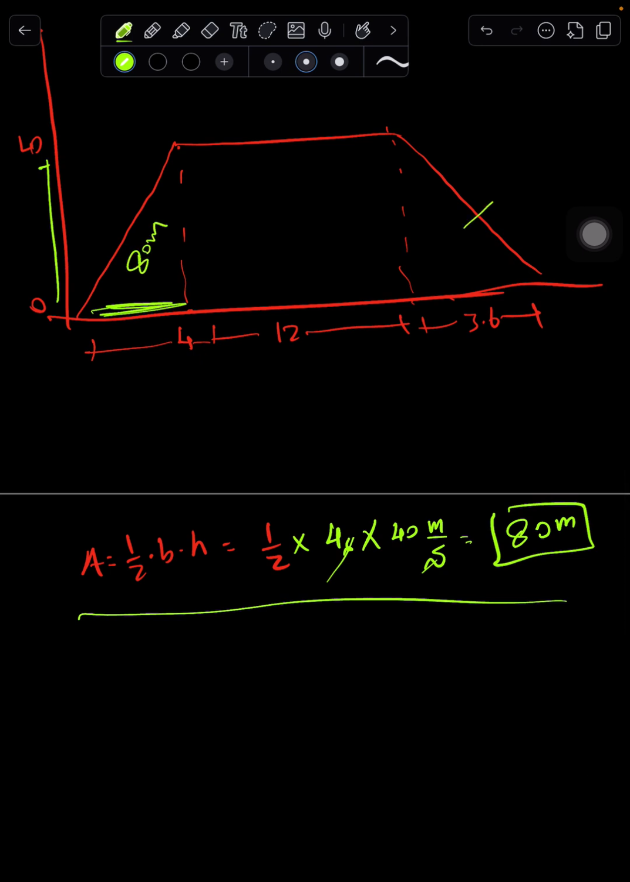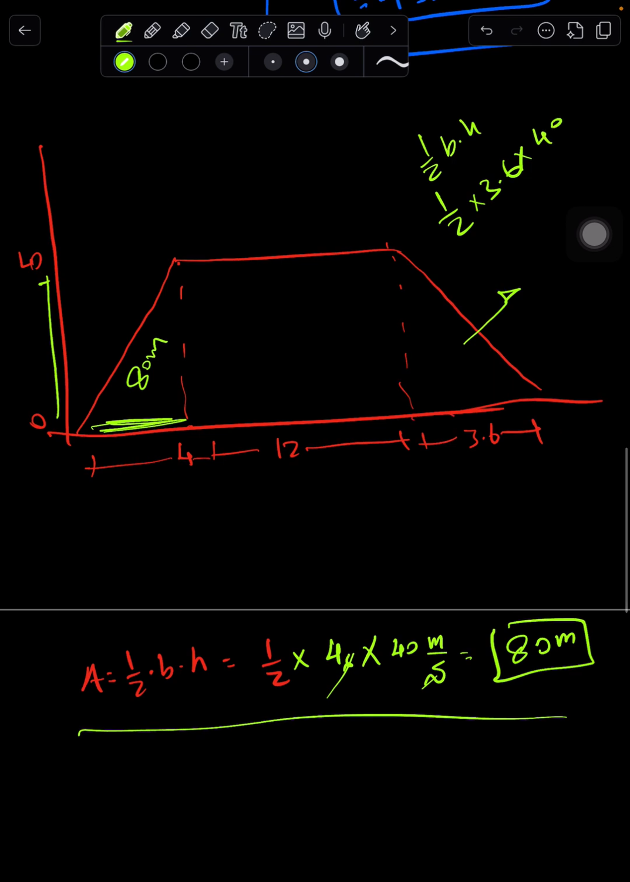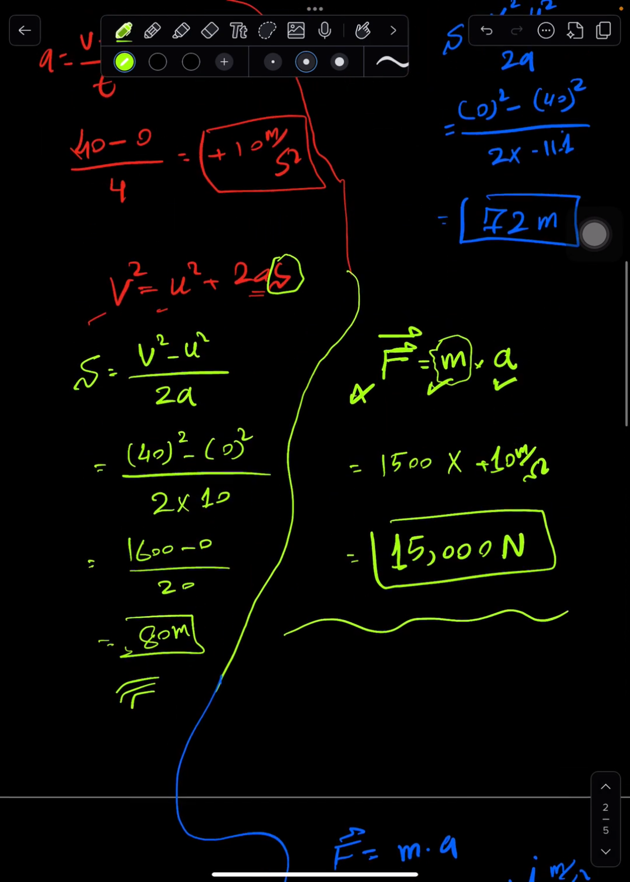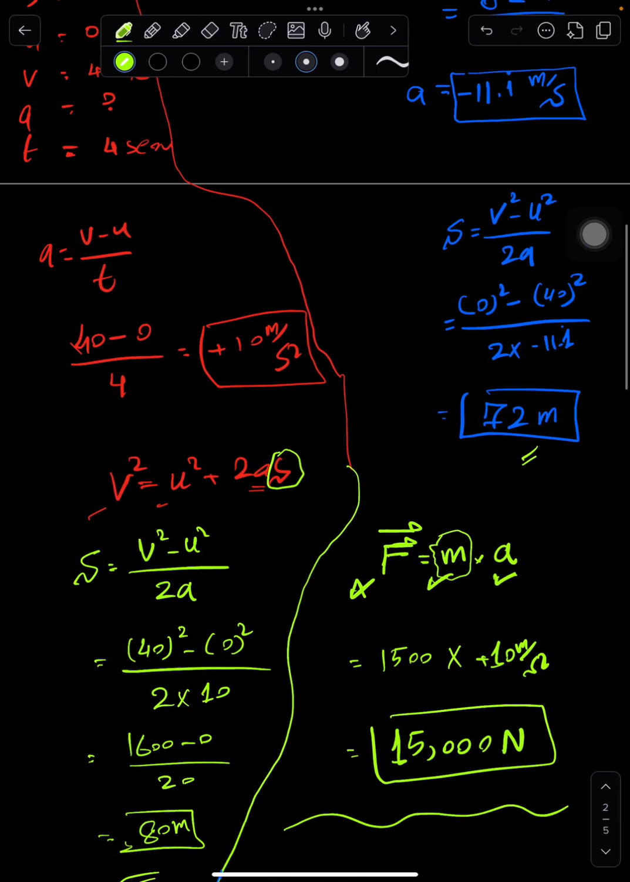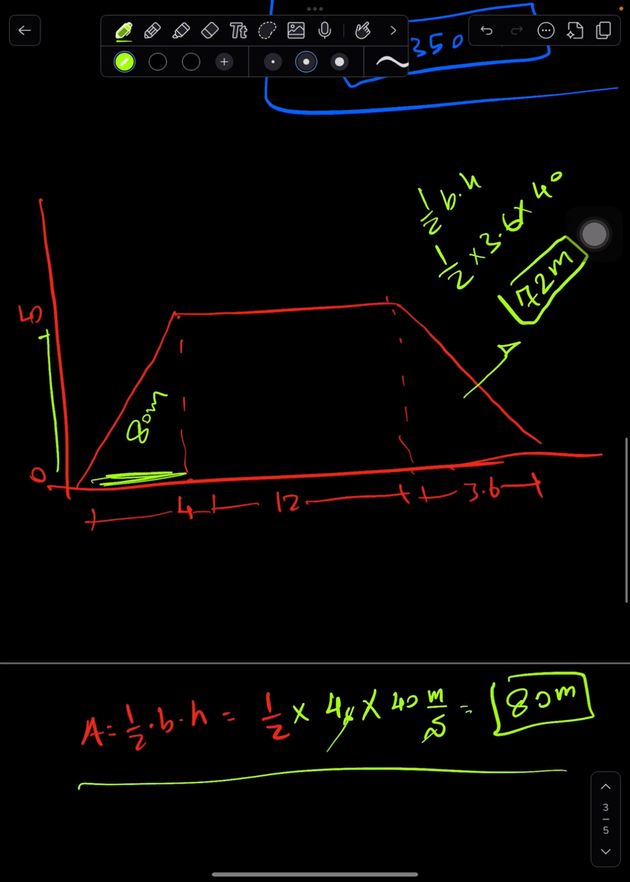Also, we can find the other area. We can find the area of this other triangle, and that's half base times height, which is half times 3.6 times the height, which is 40. Half of 40 is 20. 20 times 3.6 is 72 meters, which is exactly the same as the distance we found in the previous analysis using the equations. So obviously, if you have the graph plotted, it's much easier and saves you a lot more time to just calculate the area from the graph rather than using the formulas.